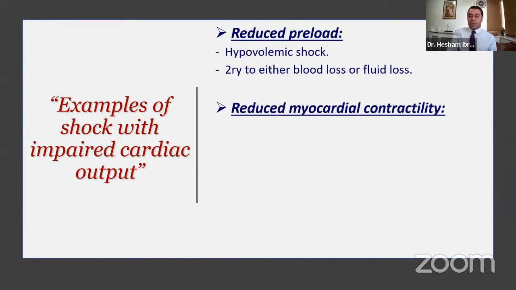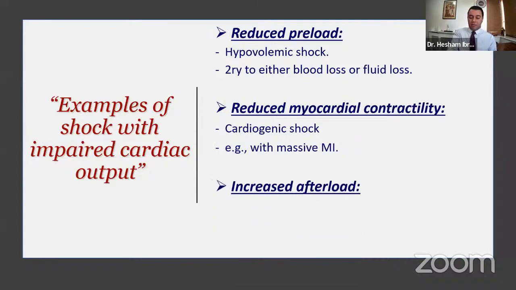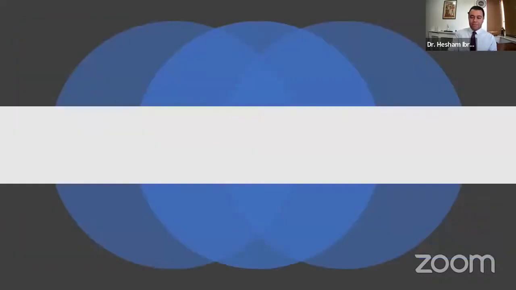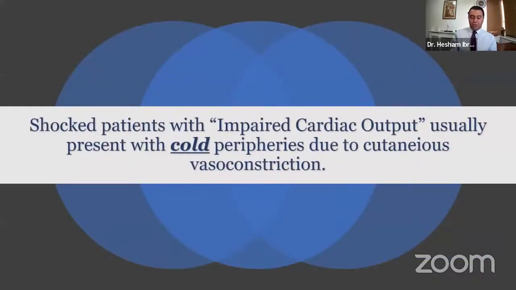The second cause is decreased myocardial contractility, which can happen in cardiogenic shock, like what happens with massive MIs, for example. And the third cause is the increased afterload, which can happen with the obstructive shocks, like massive pulmonary embolism or tension pneumothorax or cardiac tamponade. So as a general rule, shock patients with impaired cardiac output are usually cold peripherally due to the cutaneous vasoconstriction. So just bear that in mind as an important clue for your shocked patients.